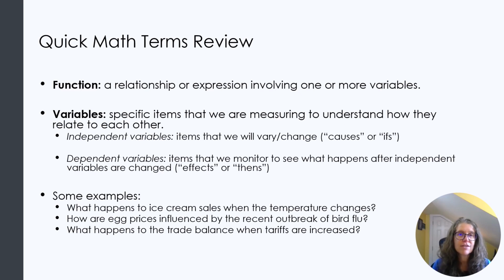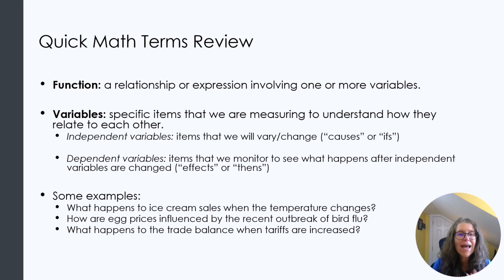These are often described as causes of things, or if this thing happens, right? These are the things that we change or that we tweak. A dependent variable is the item that we're going to watch to see what happens after the independent variables are changed, right? So we're looking for effects, or then this happens. So here are some examples. Let's see if we can identify the independent and dependent variable in each of these items.